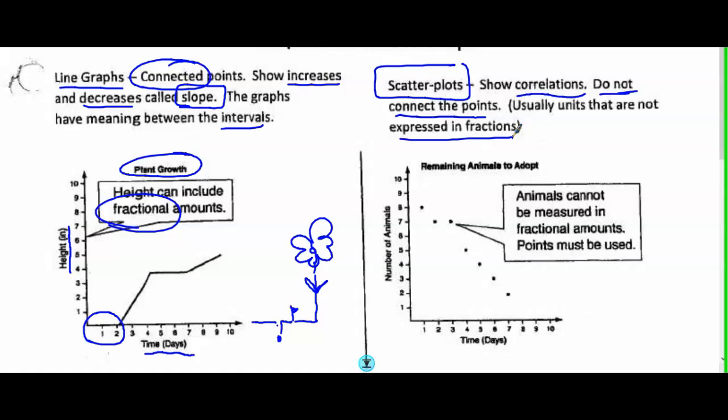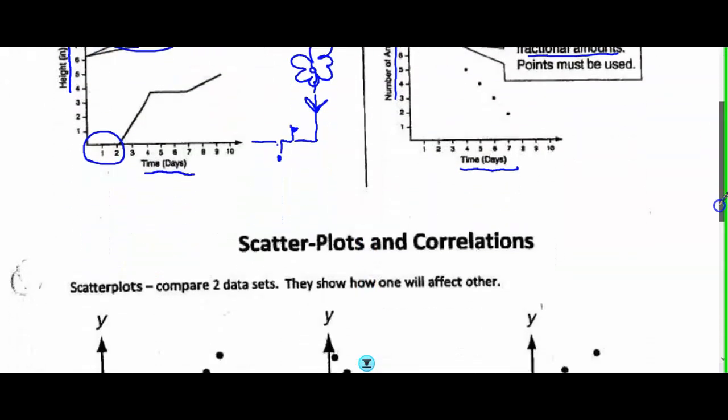If we look at this one, this is called remaining animals to adopt. Along the x-axis, your independent variable is time in days. Number of animals is along your y-axis, your dependent. Now there are dots here because animals cannot be measured in fractional amounts. So you can't connect the dots because that would represent half of an animal, and you cannot adopt half of an animal. Scatter plots, line graphs.